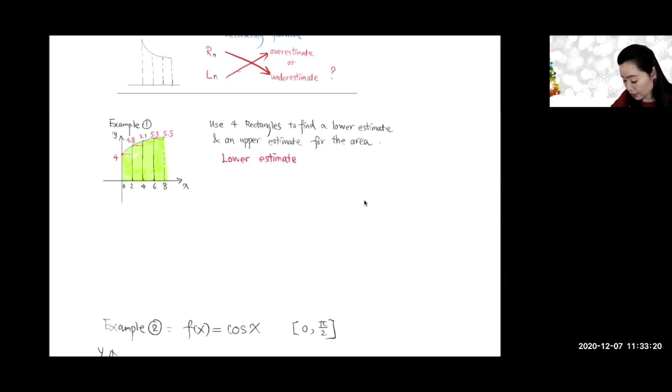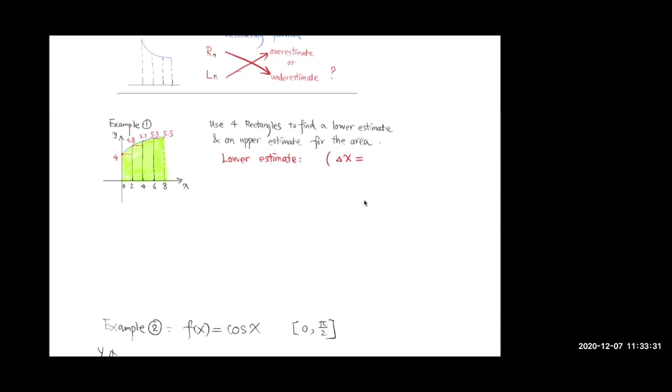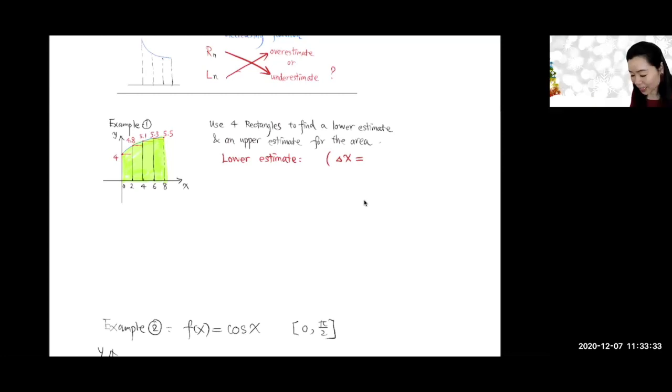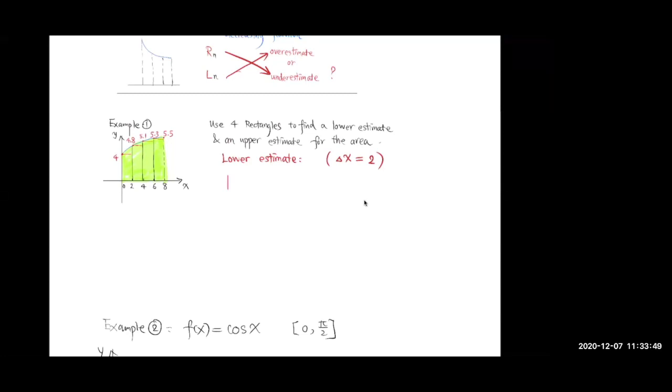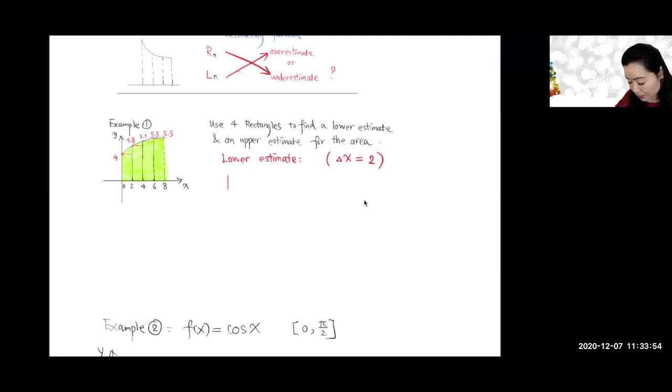So what's delta x over here? What's the width for each subinterval? 2, right? Yep, you got it. So lower estimate. Using the left endpoint or the right endpoint? Left. It's an increasing function, so we take the left endpoint. So it will be L, and I'm using 4 rectangles, so L4.